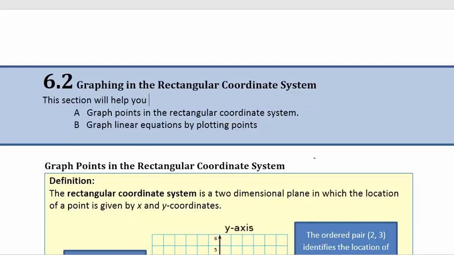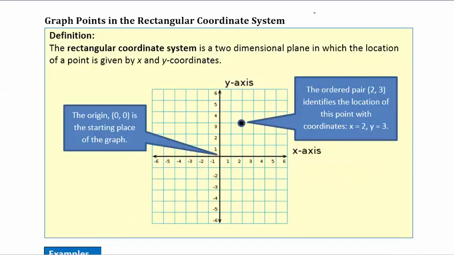Section 6.2, Graphing in the Rectangular Coordinate System. This video will help you graph points in the rectangular coordinate system and graph linear equations by plotting points. Graph points in the rectangular coordinate system.